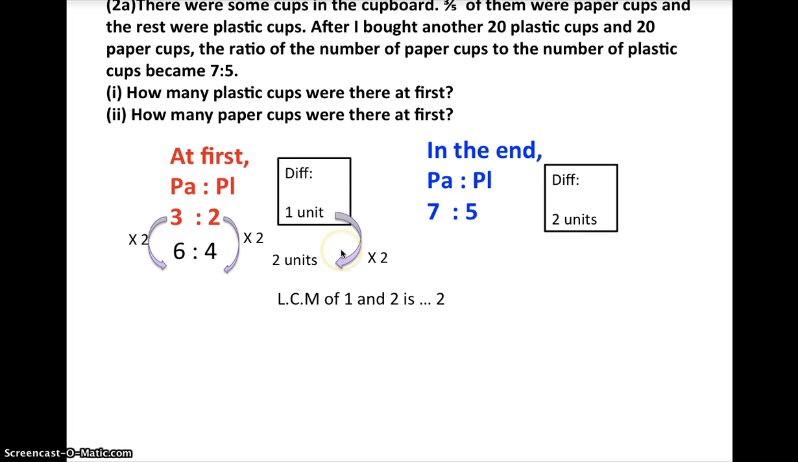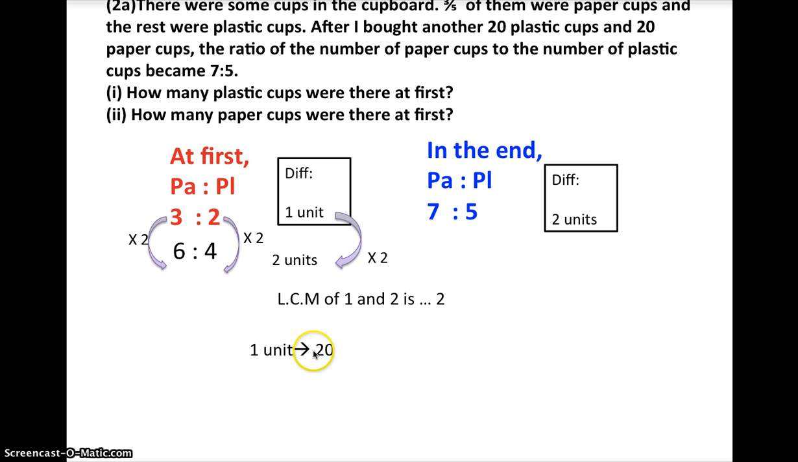Okay, let's focus on part 1's question. How many plastic cups were there at first? So let's look at the plastic cups. It's 4 units and it increased to become 5 units. So there's an increase of 1 unit, right? Okay, so look at the question. I bought 20 plastic cups, which means the 1 unit that I bought represents 20 plastic cups.